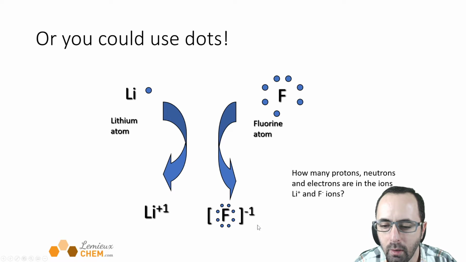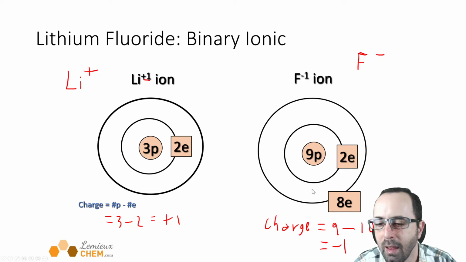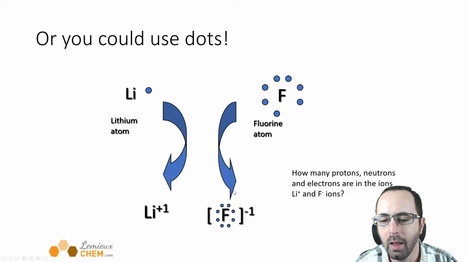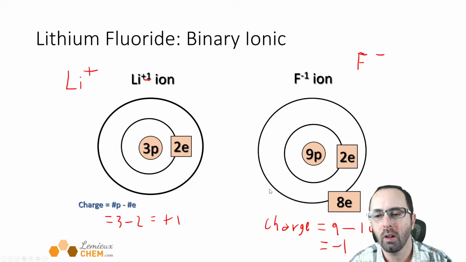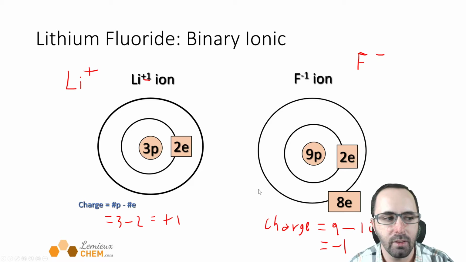How many protons, neutrons, and electrons are in the lithium fluoride ions? Well, to know how many neutrons, we need to know a mass number, which wasn't given to us. But we did see how many protons and electrons, right? The lithium ion now has 3 protons, only 2 electrons. The fluoride ion has 9 protons and 10 electrons. Remember, in ions, the number of protons and electrons is different. In atoms, the number of protons and electrons is the same.